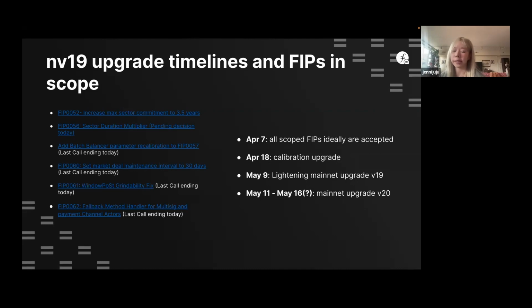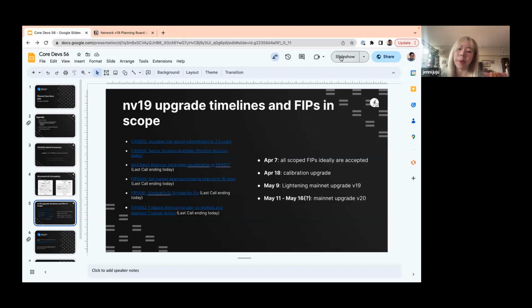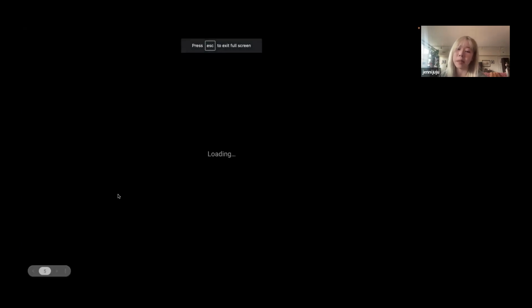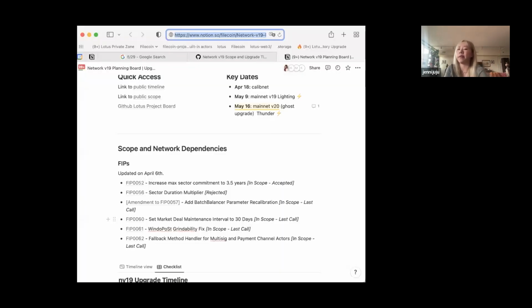Based on everything being discussed, the final scope of the next network upgrade that's happening in May is going to be FIP42, which is increasing the max sector commitment to 3.5 years, which will enable the maximum deal duration to increase from 1.5 years to 3.5 years as well. We have a rejected SDM FIP, sadly.